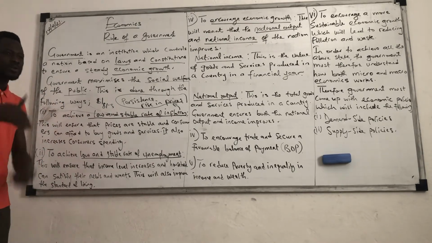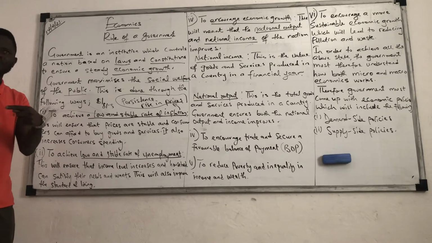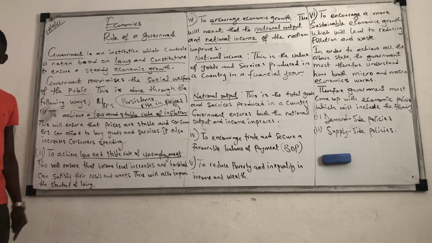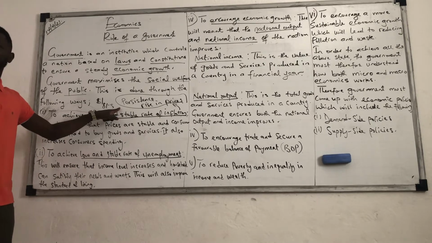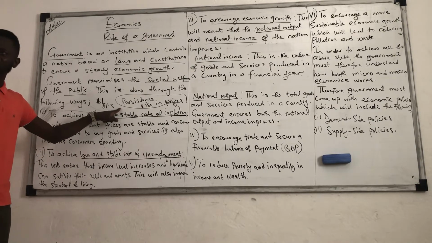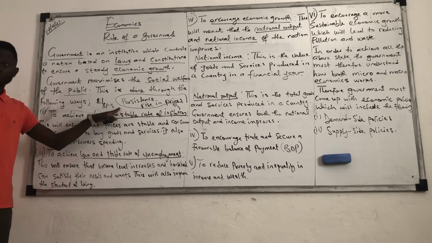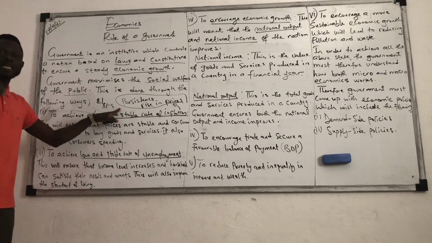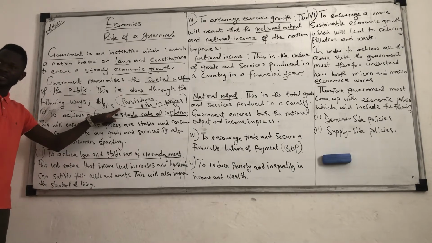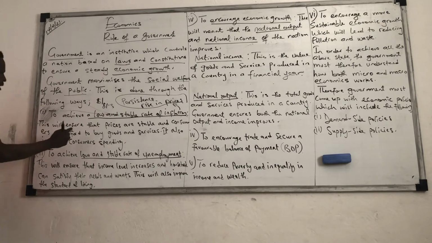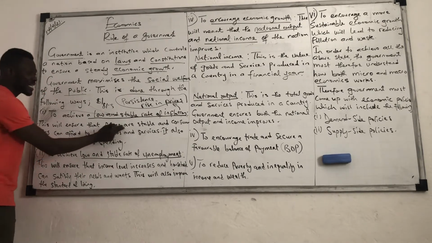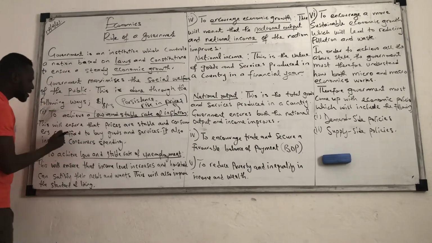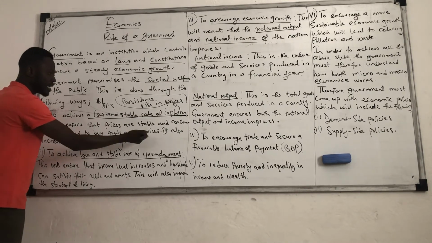Government will not allow us to have a persistent rise in prices, because inflation means that there's an increase in prices of goods and services. That means every now and then there's an increase in price. So government will ensure that there's no increase in price every now and then. Do we get that? Yeah. So that's what we said here. To achieve a low stable rate of inflation, this will ensure that prices are stable and consumers can afford to buy goods and services.